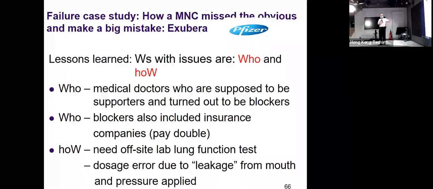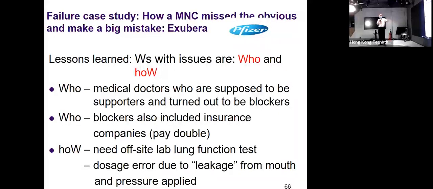So lessons learned: medical doctors are supposed to be supported by brokers, insurance companies, and also the hospital. So they failed miserably in all of these, to a certain extent also. So this is Pfizer's Exubera, and why it didn't work.